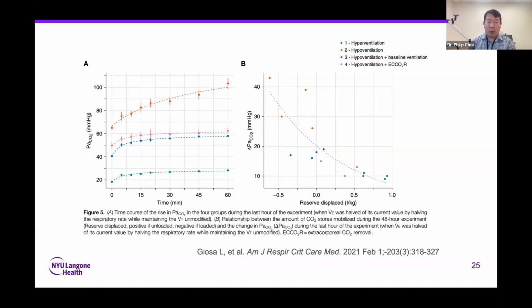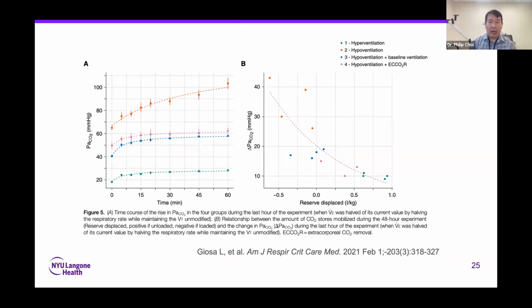So the green one at the bottom is where the pigs were hyperventilated throughout the entire experiment. And then all the pigs were hypoventilated during this last 60 minutes. In the blue, we have the pigs that were hypoventilated for some period of time and then returned to normal ventilation. In the pink, you have pigs that were hypoventilated for some period of time and then underwent what they called extracorporeal CO2 removal, which is essentially respiratory dialysis.